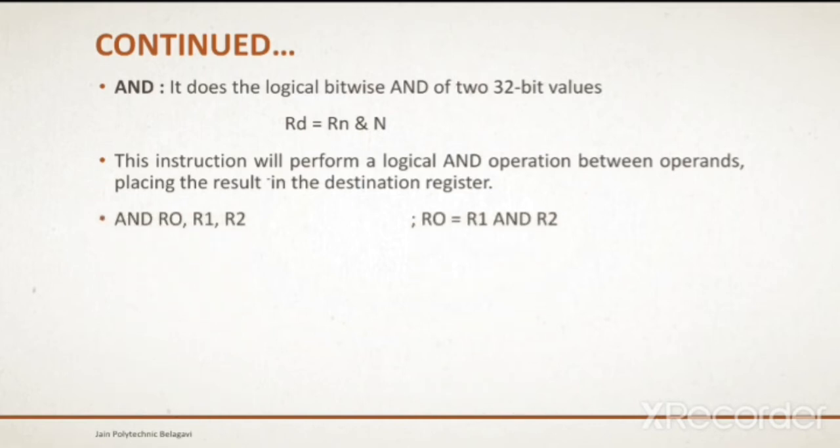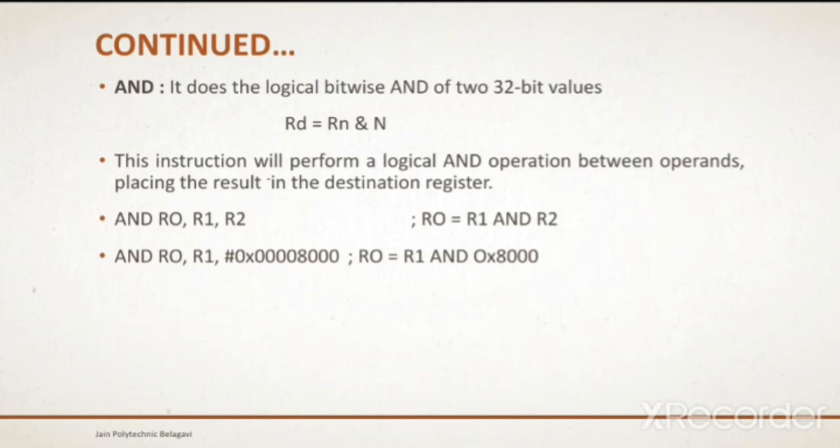For example, AND R0, R1, R2. R0 is equal to R1 AND R2. AND R0, R1, #0x000800. In this, R1 is ANDed with the immediate value and then the obtained result is stored in destination register R0. AND R0, R2, R3 LSL #1. In this, R3 is shifted to the left by one position, then it is ANDed with R2 and the obtained result is stored into R0.